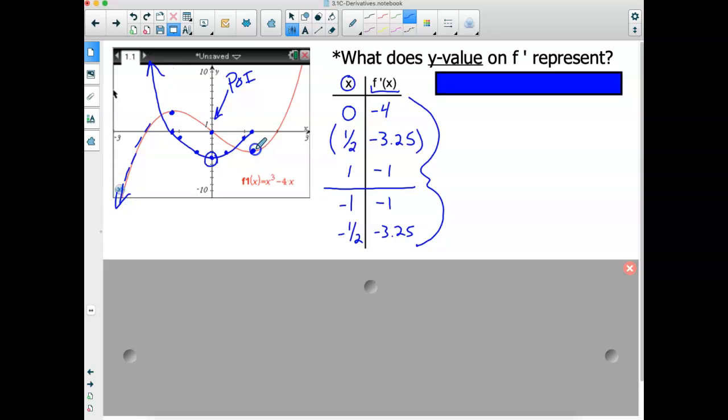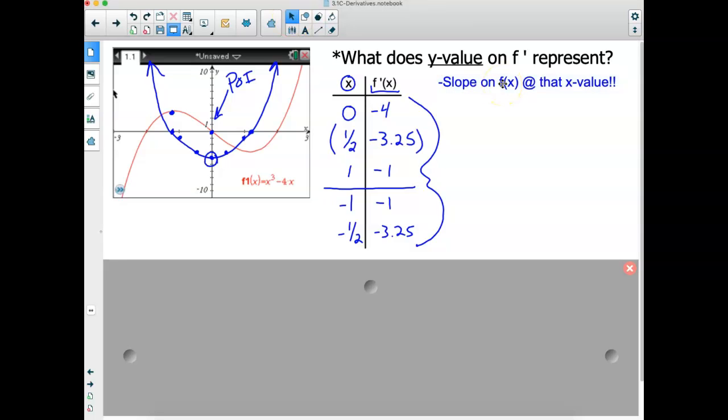From this minimum, check it out, my tangent lines are very small, close to 0. And then the further away from there that I get, my tangent lines get steeper and steeper. So what I can do is envision all those tangent lines on there, and their slopes are always going to be positive.